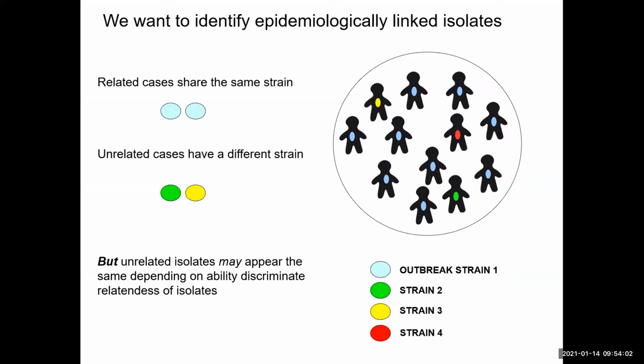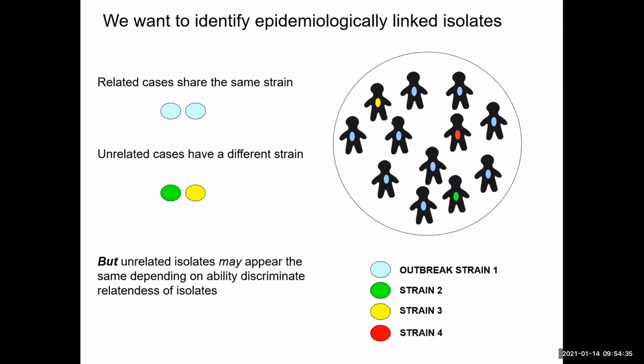However, and this is the central idea, the ability to relate strains depends on how well the typing approach can differentiate them, can tell them apart. In some cases, it might be very easy to say this is strain 1 and this is strain 2. But in other cases, that may be difficult because the typing method may lack the resolution to differentiate the strains.